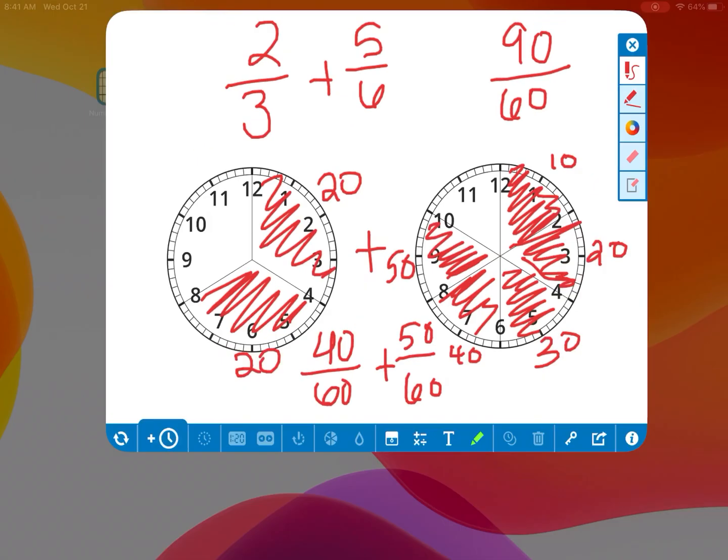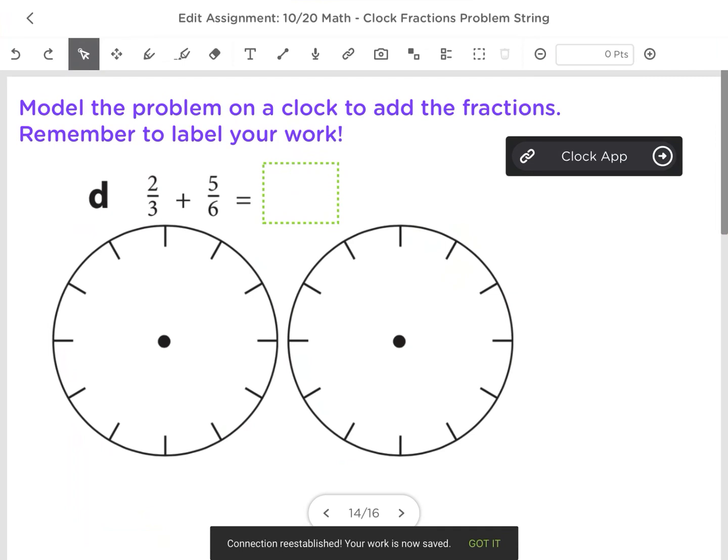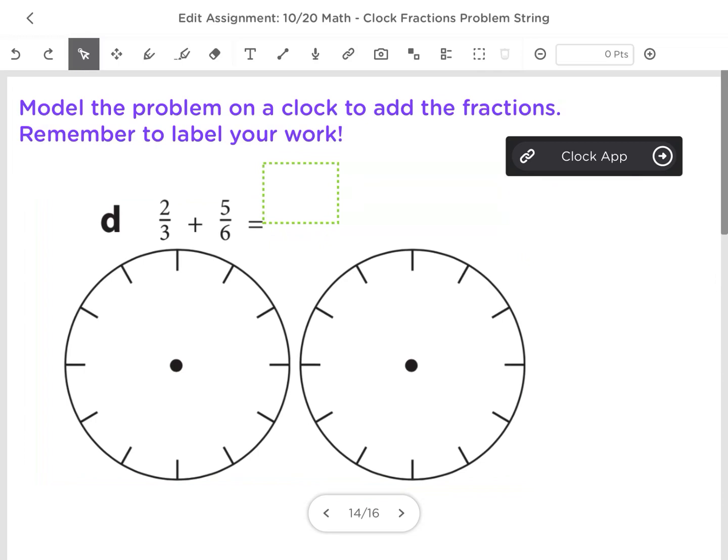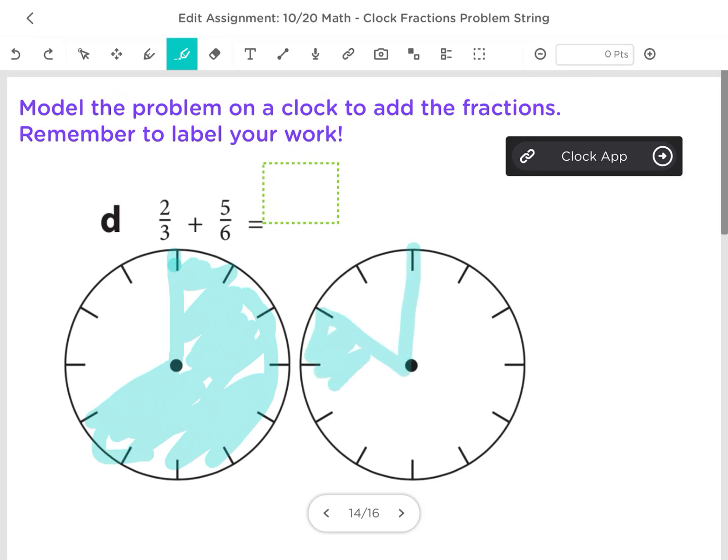So let's head back to Class Kick with that answer. Okay, so I've got 2/3, and I'm going to use the highlighter here. Colored in right here, that's my 40 minutes. And then I've got my 5/6, which was my 50 minutes, colored over here. So how do I make this a mixed number? Well, let's start by moving some over. On my 2/3, I've got 40 minutes. On my 5/6, I have 50 minutes. So I've got 10 minutes there that I can fill out.